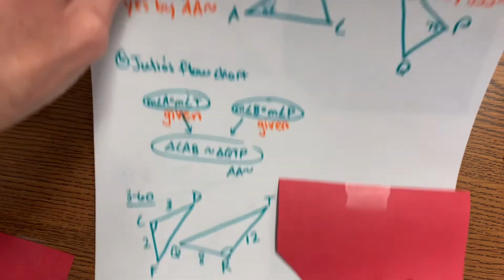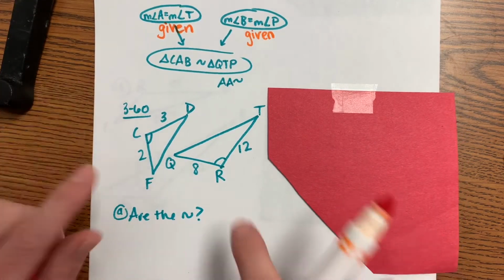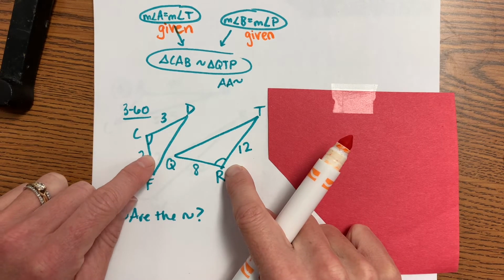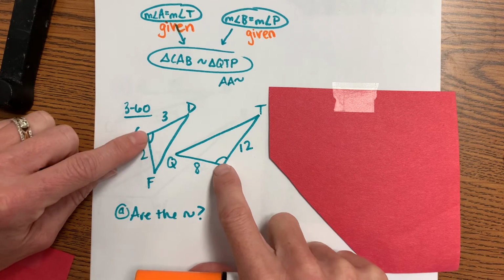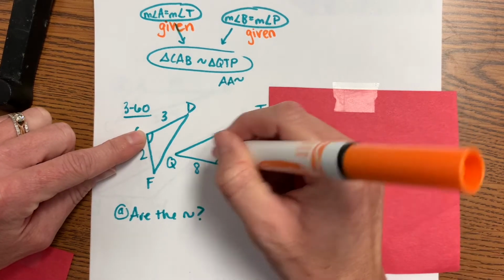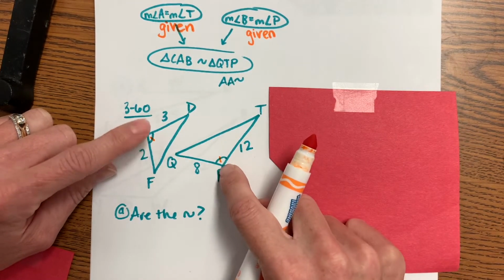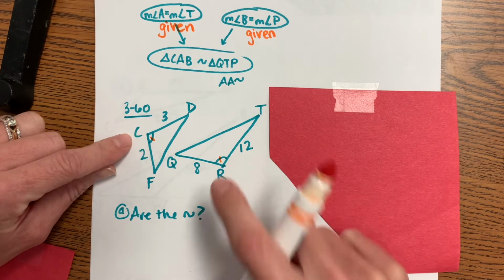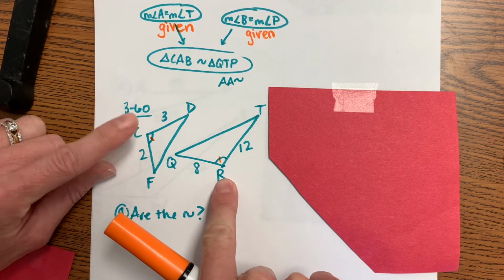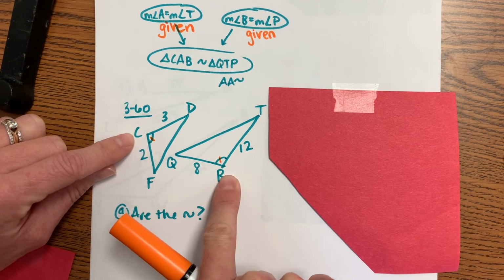All right, so then 3-60. They give you 2 more triangles and they say, are they similar? So let's analyze them. I know this doesn't have a tick mark, but I don't know why sometimes they do that and sometimes they don't. So just assume that means it's supposed to mean they're congruent. So right now I have an equal angle C and R because it's marked equal.